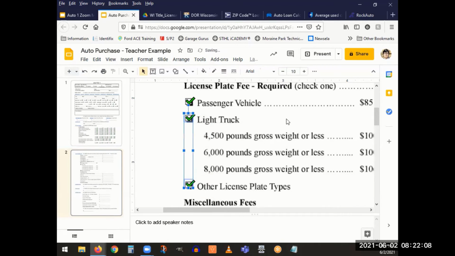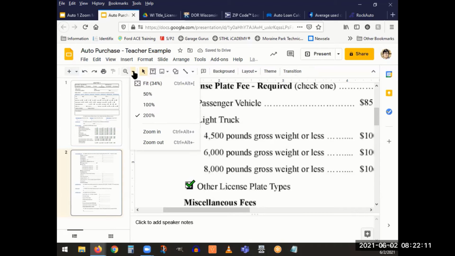I know, right? Super fancy. I'm going to undo that because reasons.